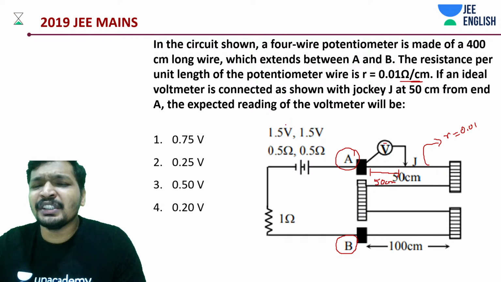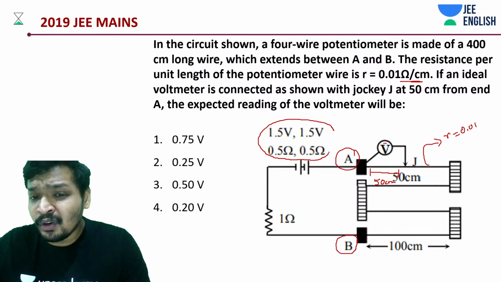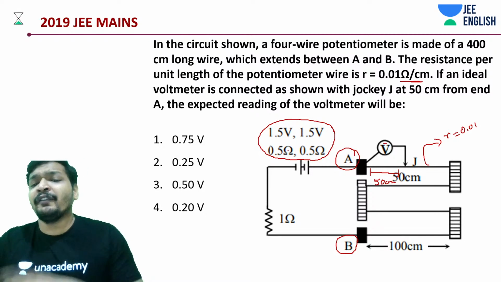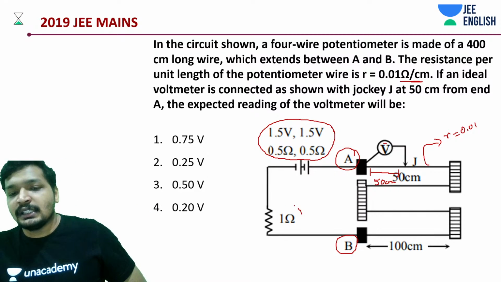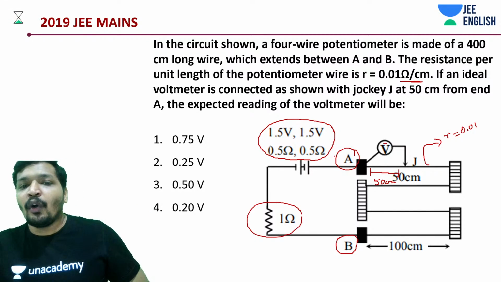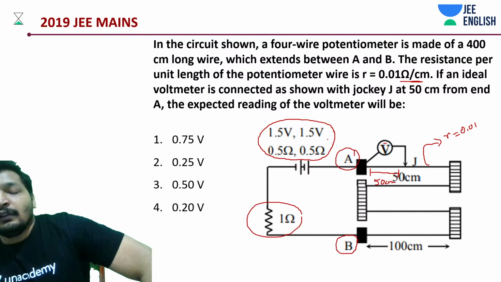It's a simple question. What does your battery show? Two 1.5 volt batteries with 0.5 ohms each as internal resistance, and a 1 ohm resistance. What would be the total value of V, and what would be the total resistance should be your first question.